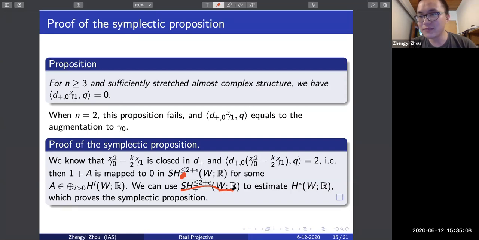So there's a Morse-Bott spectral sequence. You can easily argue that this has rank at most 4 because the real coefficient cohomology of RP 2n-1 is 2. And you work a little harder to show that only two of them are mapped to the cohomology of the filling, and then you can conclude the symplectic proposition. And this basically finishes the proof. Okay. Any questions?